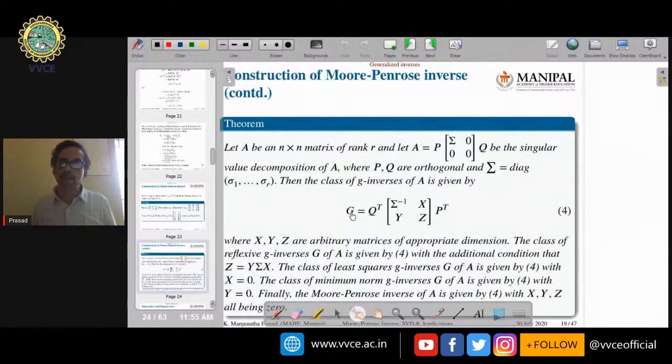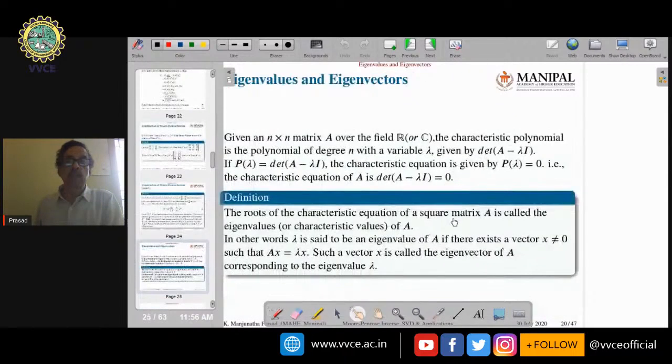The Moore-Penrose inverse is given by the following. Here sigma is a diagonal matrix with non-zero entries, so I can find its inverse easily. Just take the inverse of those diagonal entries to find sigma inverse. Then Q transpose multiplied by the block matrix with sigma inverse, X, Y, Z, times P transpose gives me any generalized inverse. Instead of any X, Y, Z, let me take 0, 0, 0, and I get the Moore-Penrose inverse. So the Moore-Penrose inverse of A is given by a matrix of this kind with X, Y, Z as 0 blocks. So that's how I can make use of singular value decomposition.